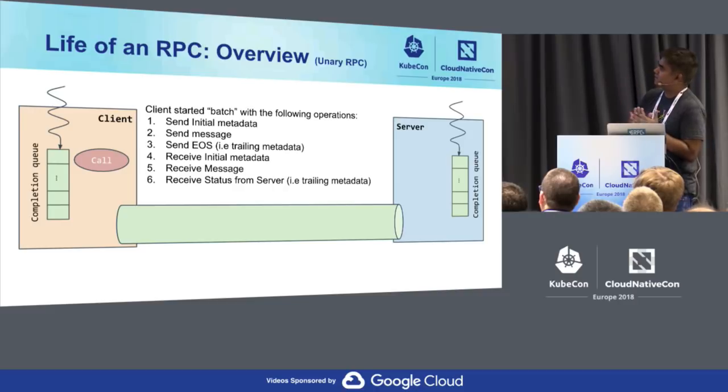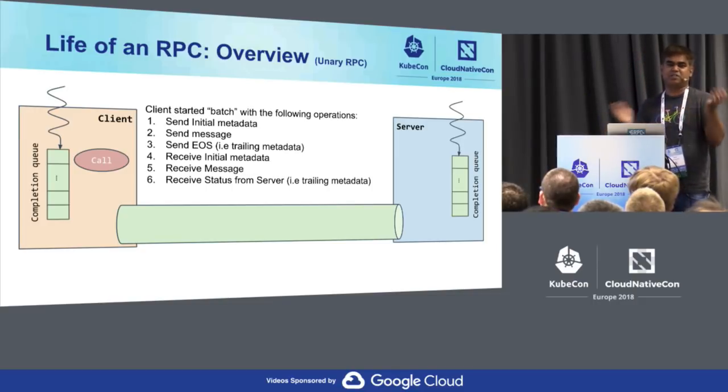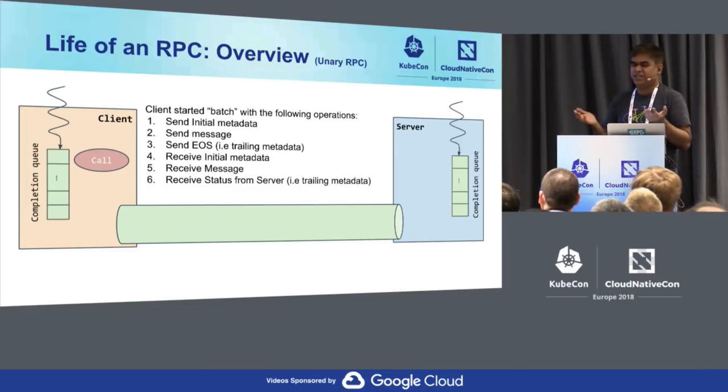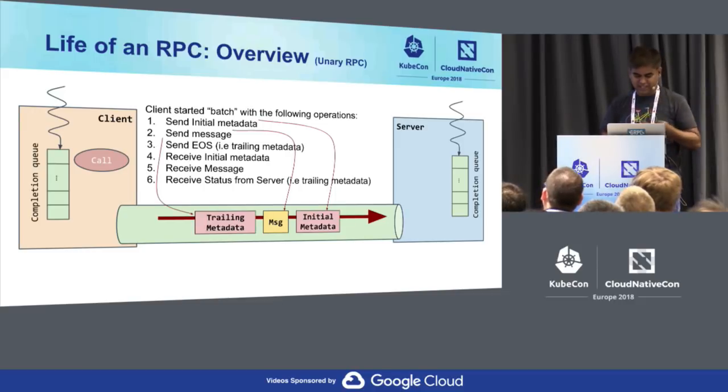So where we left off was the client started a batch of operations. Since it's a unary call, the client just starts a batch with all the possible ops. Why did it start a batch with all the ops? Why not split send and receive into two different batches? It could, but there's really no need, as we'll see. Because it's a unary call, it can just send all the operations in one batch. So once the client starts the batch, initial metadata is sent, followed by the message, followed by the trailing metadata.